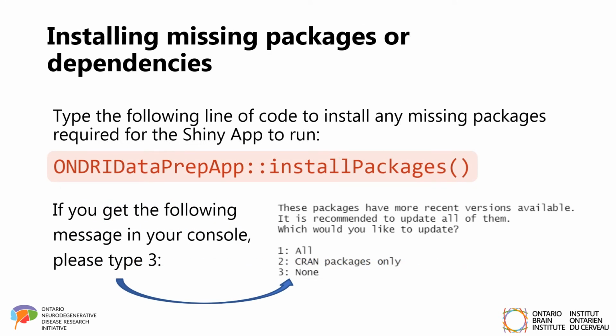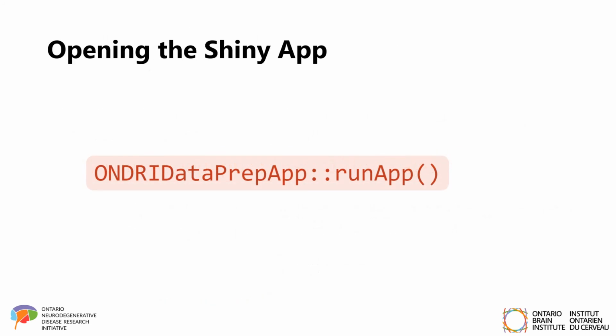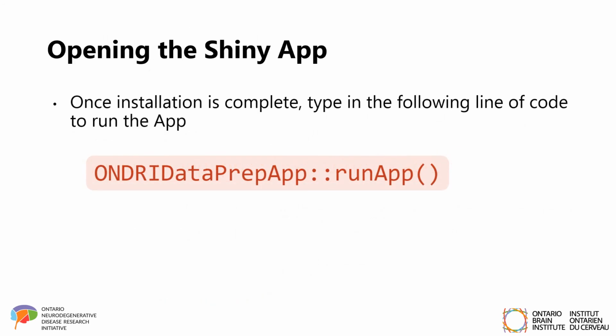Type the following line of code to install any missing packages required for the Shiny app to run. If you get the following message about package updates, please type 3, as we do not want to update any of the packages. Once the installation is complete, we are ready to open the Shiny app.